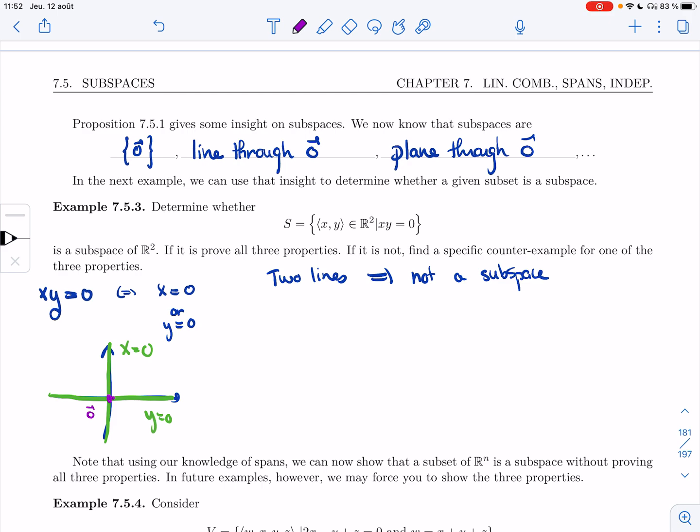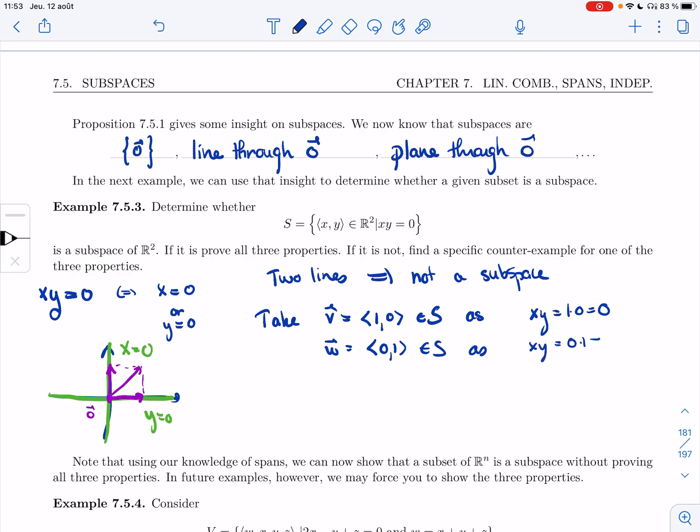So what I know is that having two lines is going to make me fail. So I'm going to take a vector on each line. And then if I add them, I'm going to get something that's not in the green. That's perfect. All right, so let's see. I'm going to take v, which is (1, 0). That's in S, as x times y is 1 times 0, which is 0. I'm going to take w to be (0, 1). Again, that's in S, as x times y is 0 times 1, which is 0.